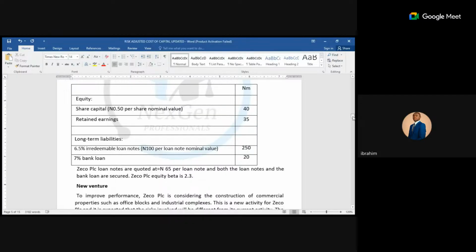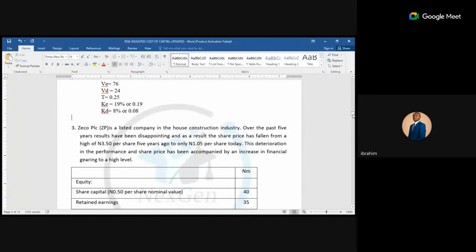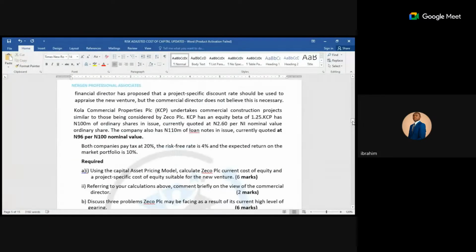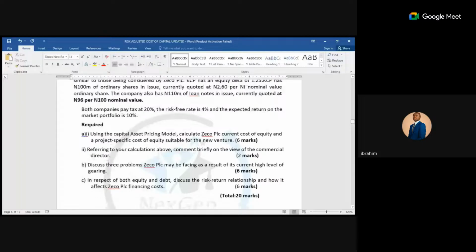So, Zeco PLC. Can someone read the requirement for us? Let's see. Who will read for us, please? Required. Can I go ahead? Please go ahead.